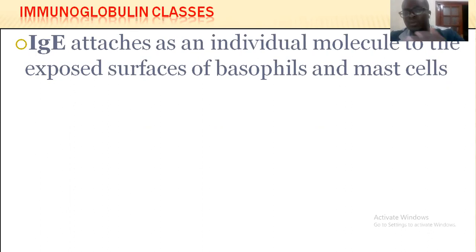So they are going to help the basophils and mast cells to internalize pathogens, because these are also involved in phagocytosis. They can also be stimulated to produce histamine and also heparin. Histamine is a vasodilator, and they also produce other cytokines that can attract other cells.